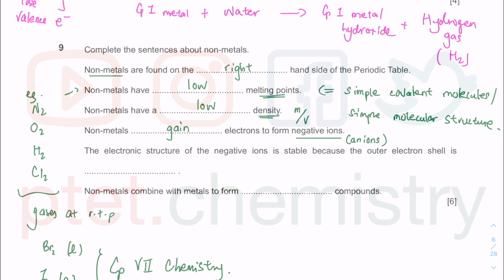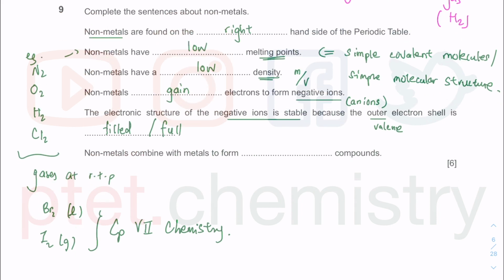And now we talk about the stability of the negative ions. Why does a certain nonmetal only gain 2 electrons, only gain 3 electrons, some of them gain 1 electron? Because you want the outer electron shell, or the valence shell, to be filled. You can use the word filled, or you can use the word full, but just choose either one to complete the sentence.